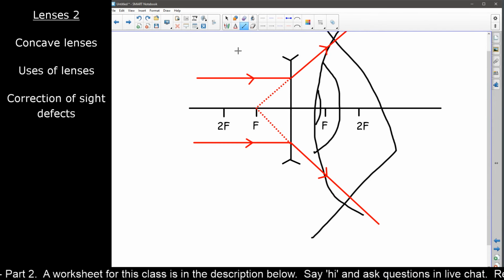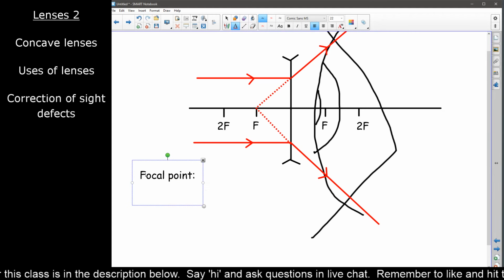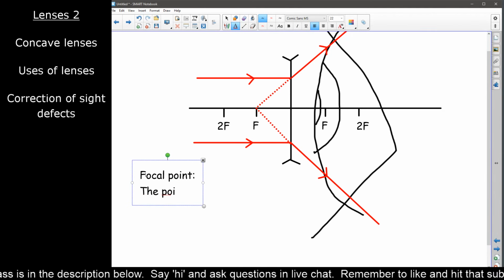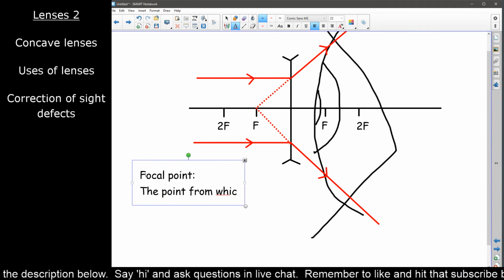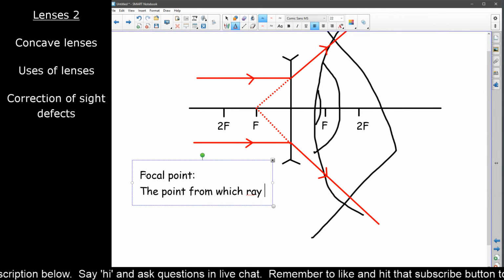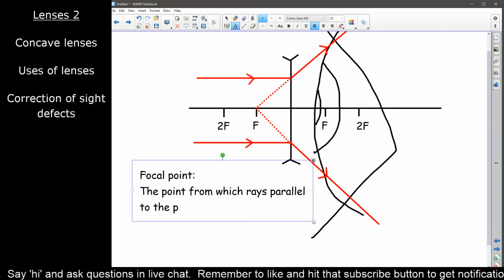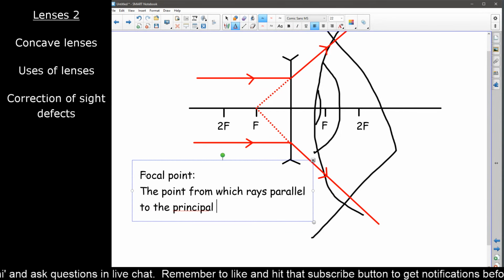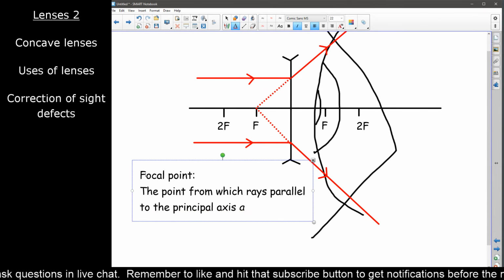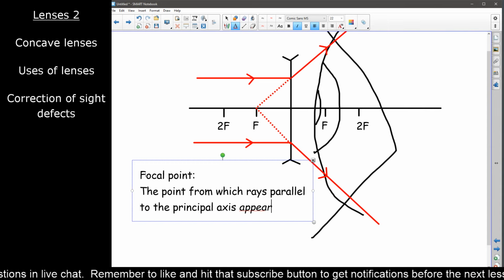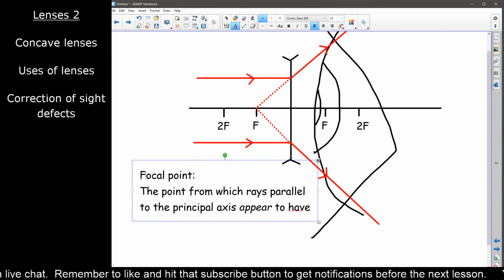So if we're defining the focal point for a diverging lens, the focal point is the point from which rays parallel to the principal axis, keyword here, appear to have come from.